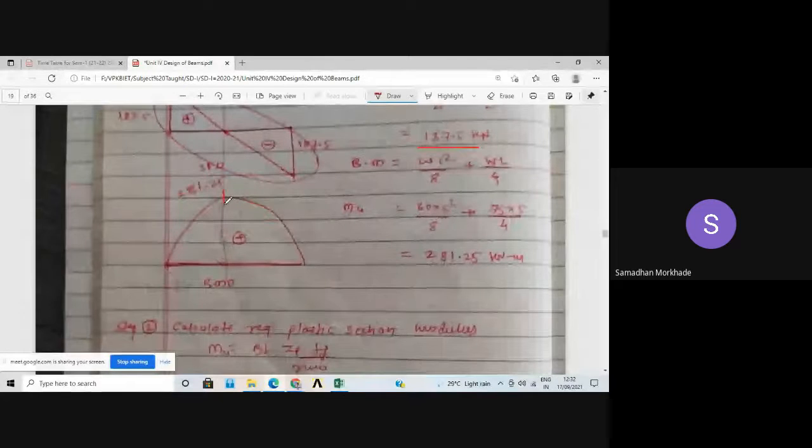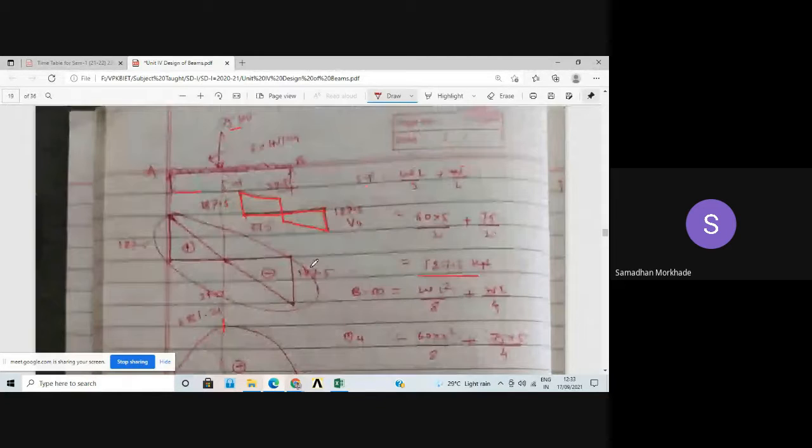So it is 37.5 at center. 37.5 minus this downward UDL, minus 75, so it is again 37.5. It is again inclined and it closes over here. Okay. And bending moment will be maximum at center, that is 281.25. So this is step number 1.